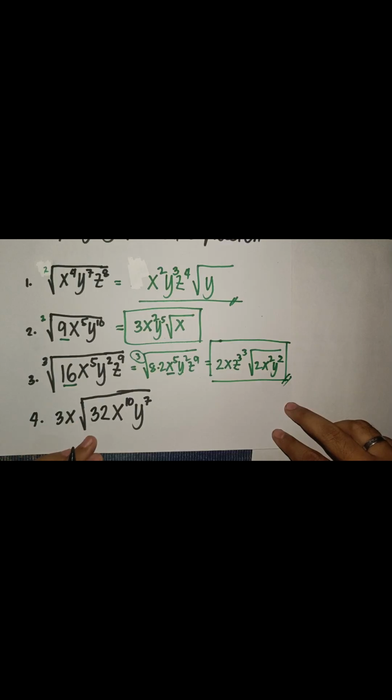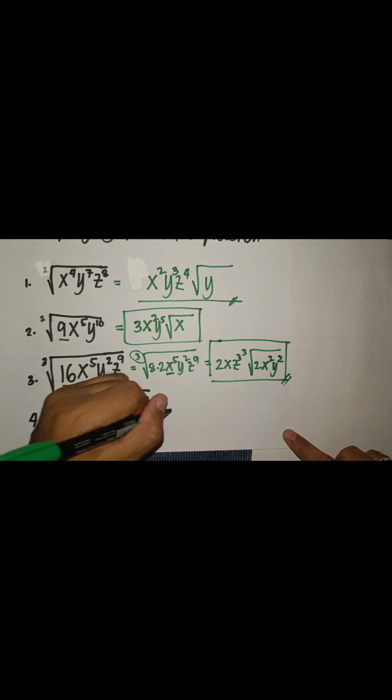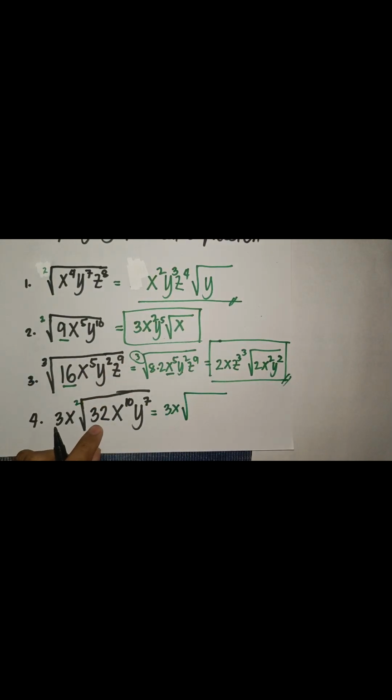For number 4, 3x square root of 32, x to the exponent of 10, y to the exponent of 7. Remember that square root has an index of 2. Now, just copy first outside the radical symbol, or this is called the coefficient of the radical. So copy 3x square root of, then since 32 is not a perfect square, we are going to factor this one, and one of the factors is a perfect square. Let's start with 2 times 2, 4. 32 divided by 4 is 8.